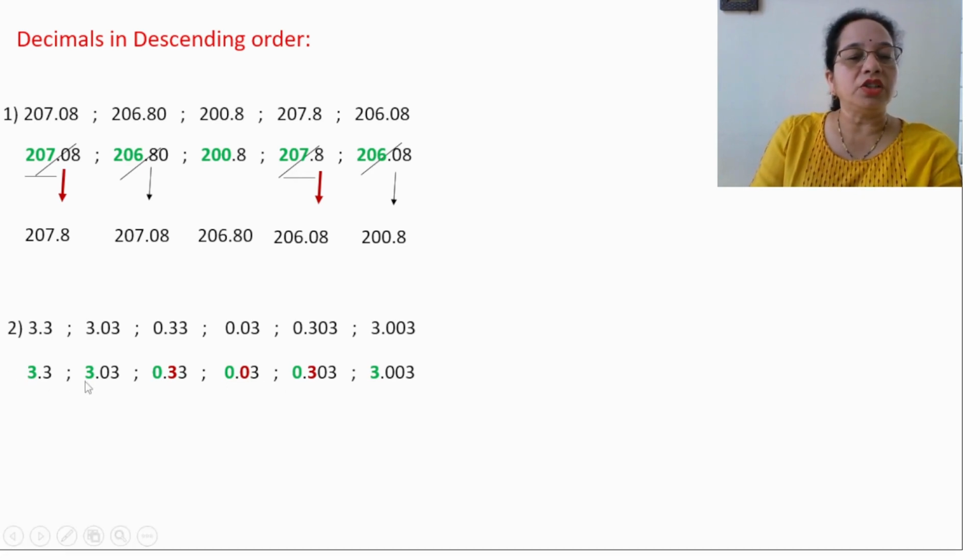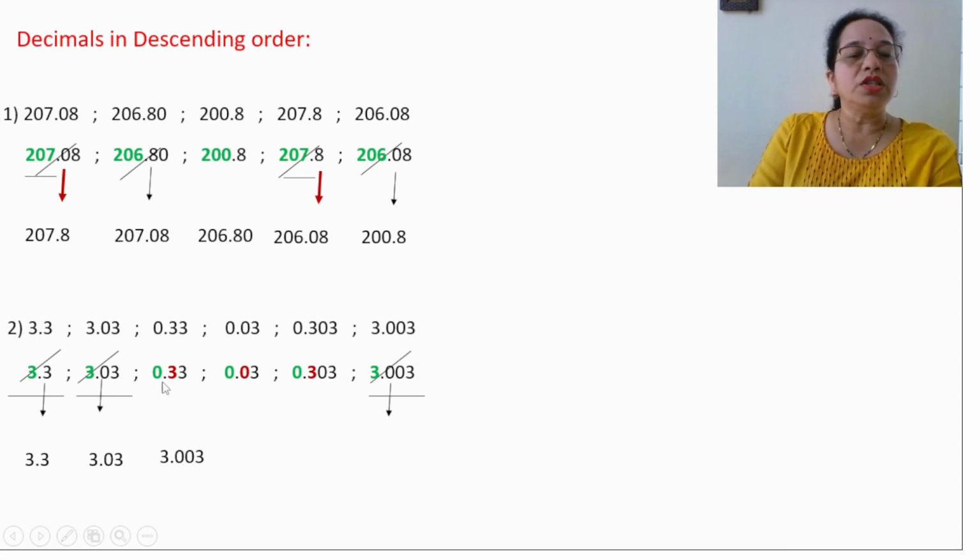So here whole part is 3 and 3. So we need to do comparison for this 3, and we will go for the next digit. Next digit is 3, 0 and 0. So which one is greater? This 3.3 is greater. Cross out this. Now next one is, this 3 is same, so we will go for the next one, that is 3 and 0. So which one is smaller? 3.03 is smaller. Cross out. Then this number will come. Cross out. Now we will concentrate on the remaining numbers.